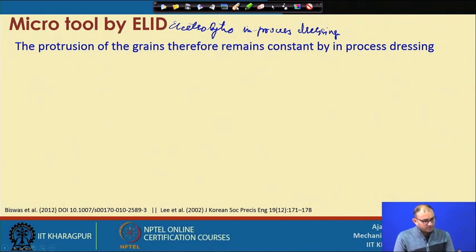By dressing we are resharpening the abrasive particles, so that we can create new sharp edges on the wheel, and then the wheel can efficiently remove the material. But we mostly do this offline, that means we stop the machine and then do the dressing. Here the same thing is done in process dressing. So, let us see what that means.